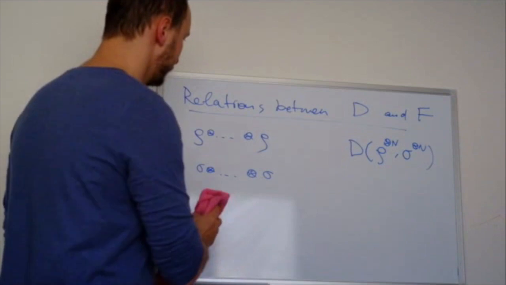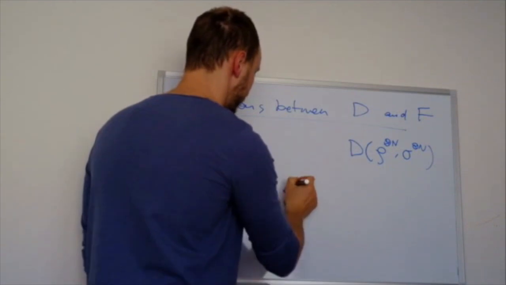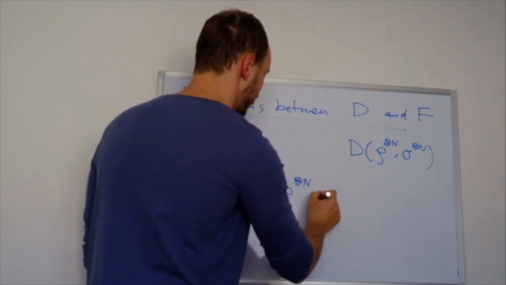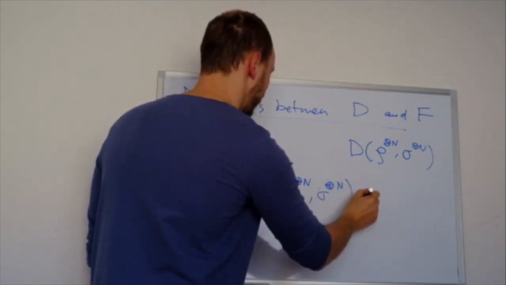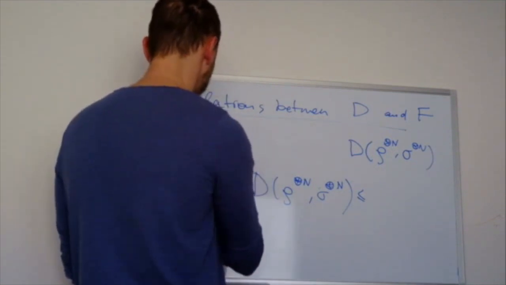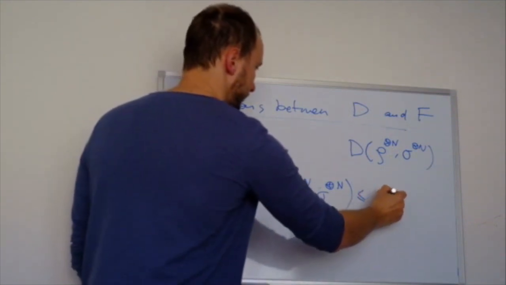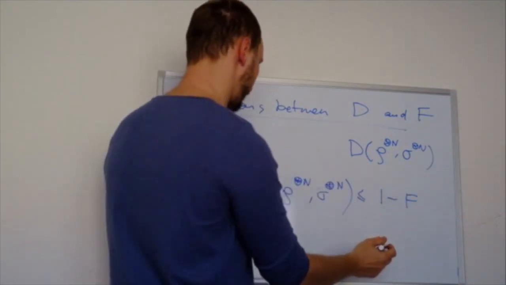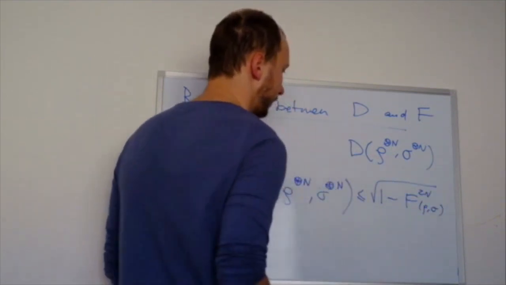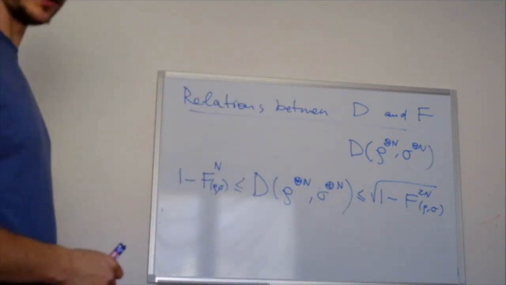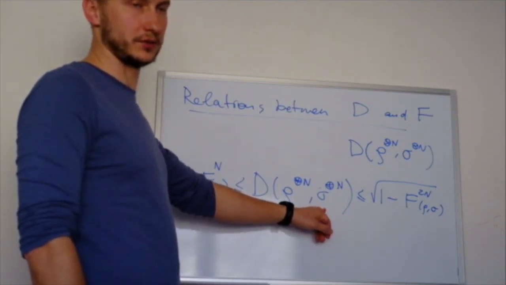In other words, when we have many repetitions, the trace distance between these states is at least given by 1 minus f to the power n of the individual states, and at most by the square root of 1 minus f to the power 2n of the individual states. So again, we can use the fidelity as a good quantifier of how well we can distinguish the states in many repetitions.